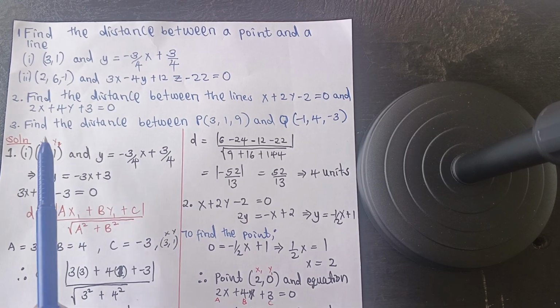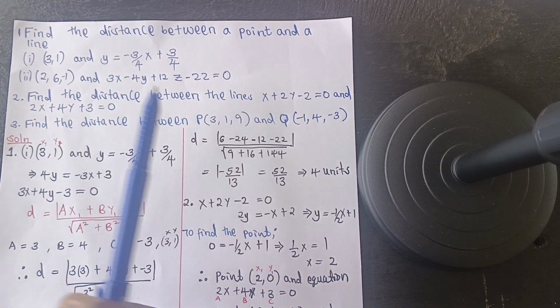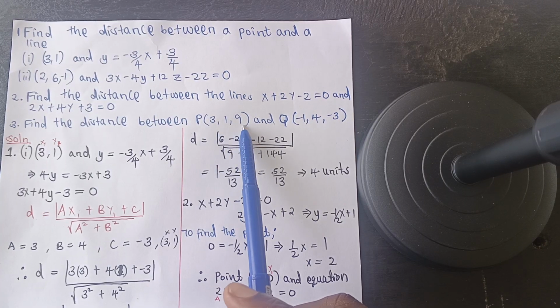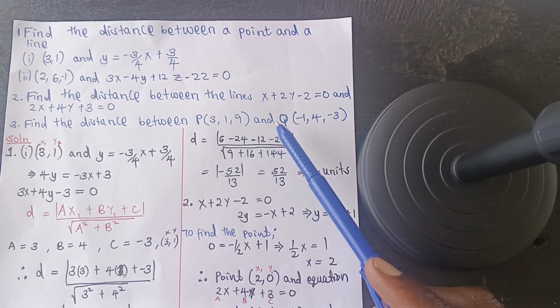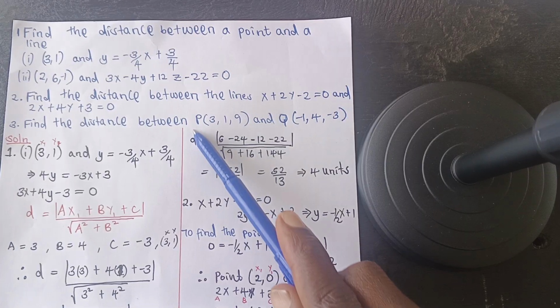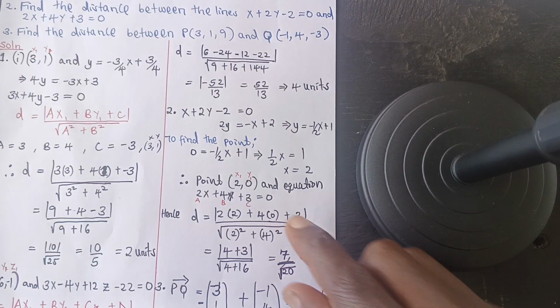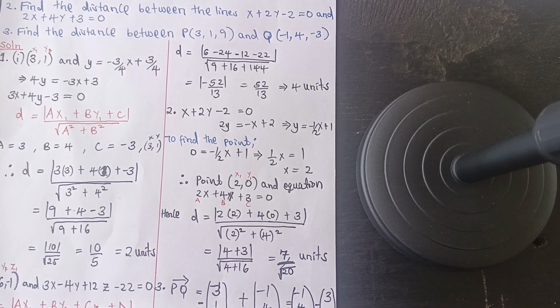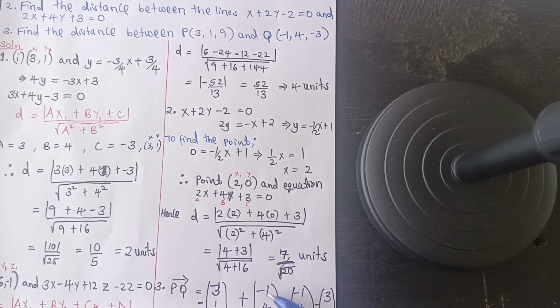So next we are going to number 3, in which we are asked to find the distance between the points. We are given point P as 3, 1, and 9, and the point Q is going to be negative 1, 4 and negative 3. Here we are given points and we are asked to find the distance. So here it's simple. It's going to be from P to Q. So P should be negative, we add the value of Q, which should be positive. So it's negative of the bracket 3, 1 and 9, and the value of Q is negative 1, 4 and negative 3.